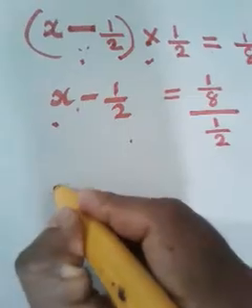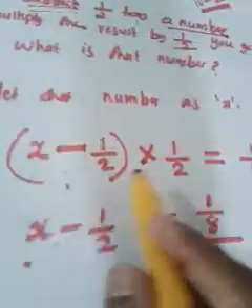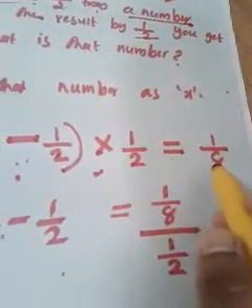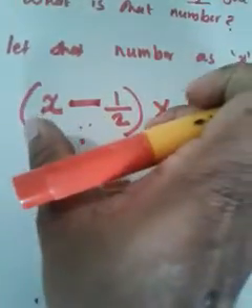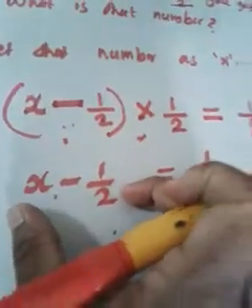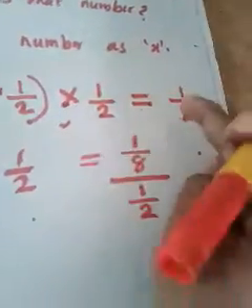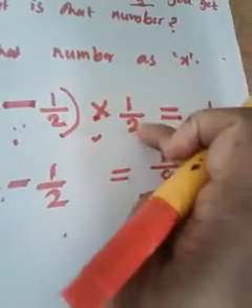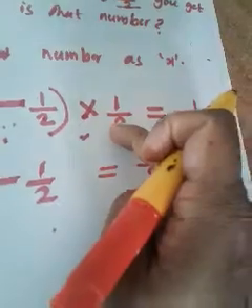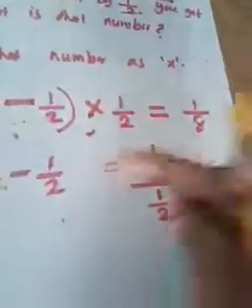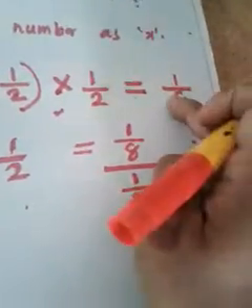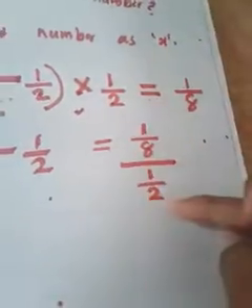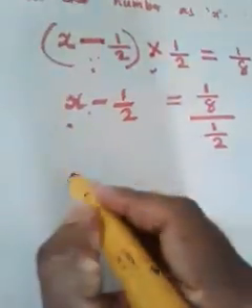So once again, x minus 1 by 2 on the left side, the equality sign as it is, then 1 by 8 on the right side as it is. Then I'm going to take this 1 by 2 to the right side. Since 1 by 2 is multiplied with this number, when you take it to the right side, it becomes the division part. That means this divided by 1 by 2.